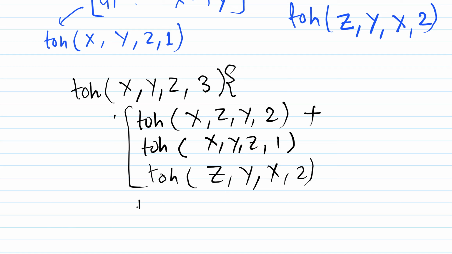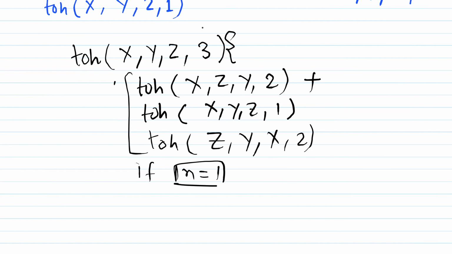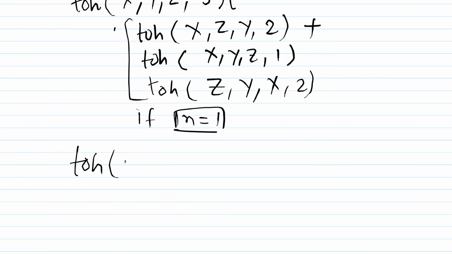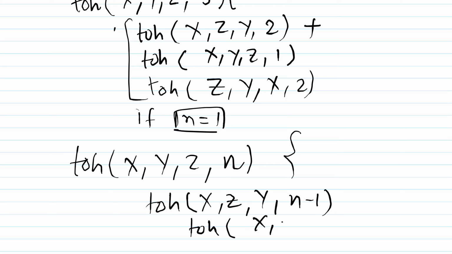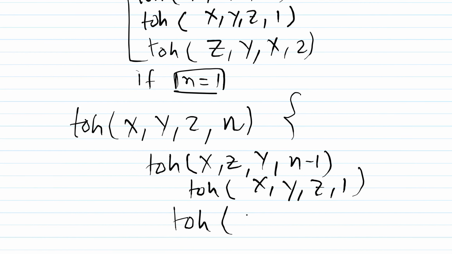And also the base case. What will be the base case? If n equal to 1, then you know the base case. So let's write it generic. This was not a generic n. So TOH X Y Z N: TOH X Z Y n minus 1, TOH X Y Z 1, and TOH Z Y X n minus 1.